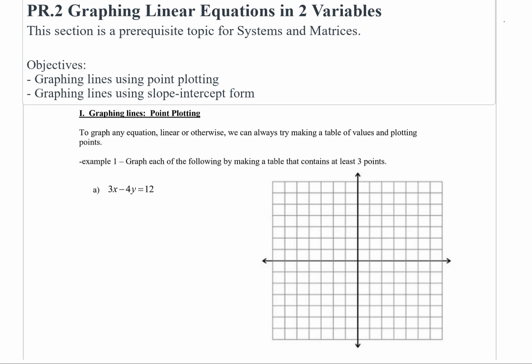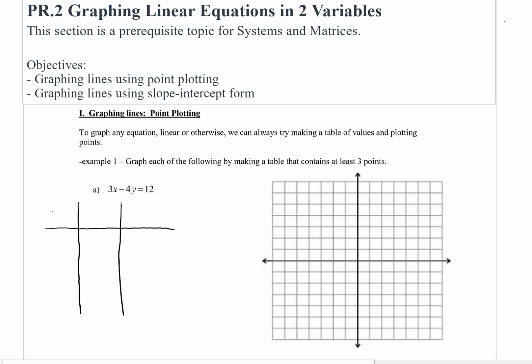Part 1. Graphing lines using point plotting. To graph any equation, linear or otherwise, we can always try making a table of values and plotting points. Example 1. Graph each of the following by making a table that contains at least 3 points. A. 3x minus 4y equals 12.